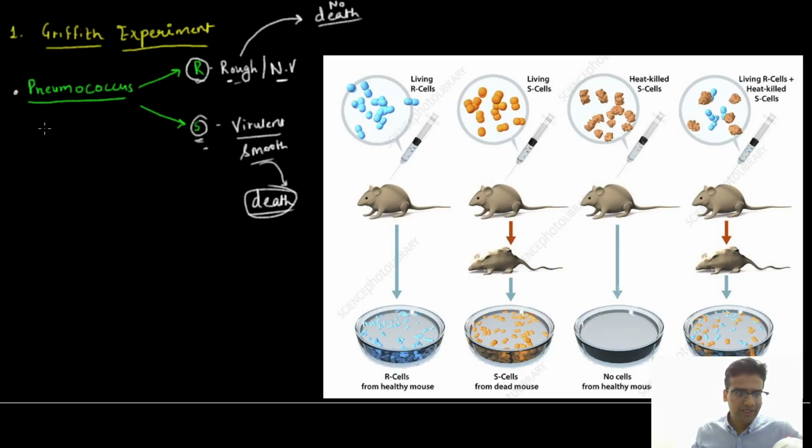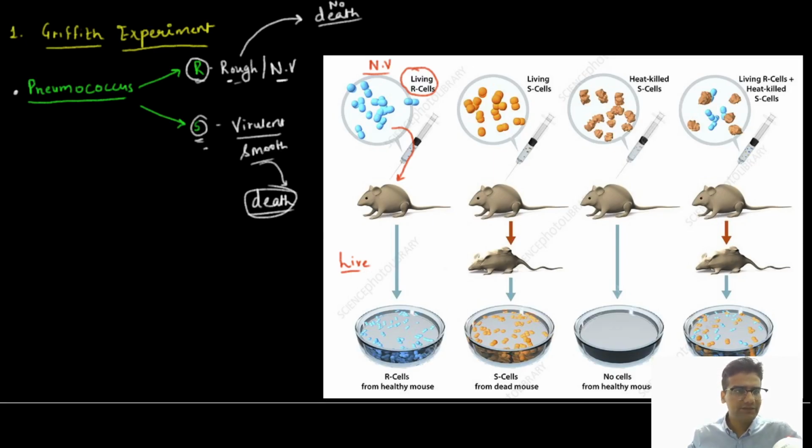So he experimented with this on mice. What he did is he took some R form of bacteria. R form means these are non-virulent forms. He injected this non-virulent form into the mice. Then the mice was healthy. That means the mice was living. The mice didn't die.